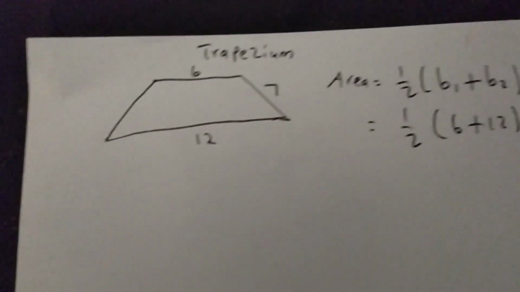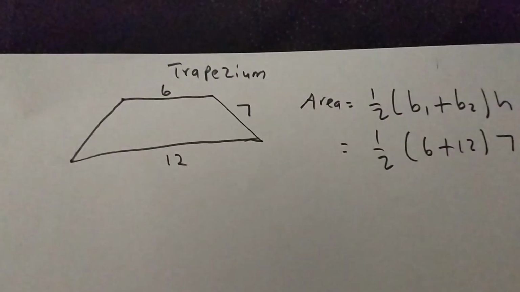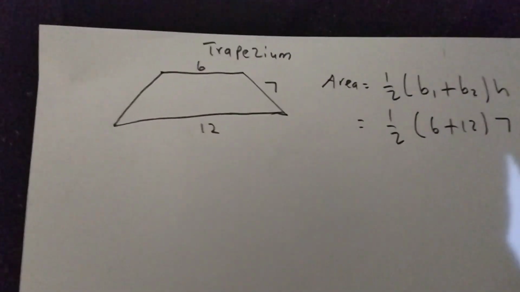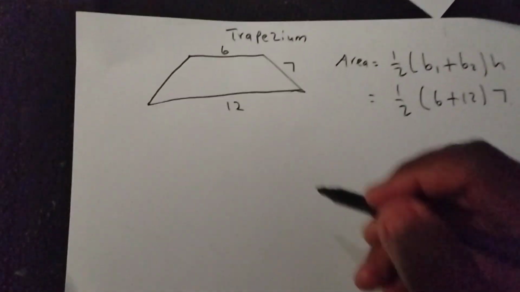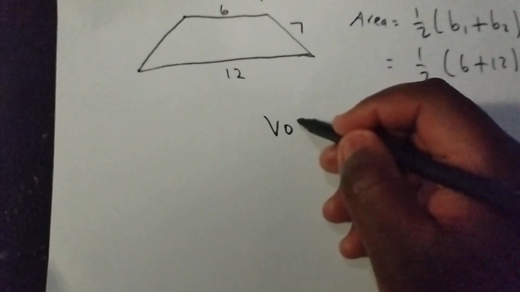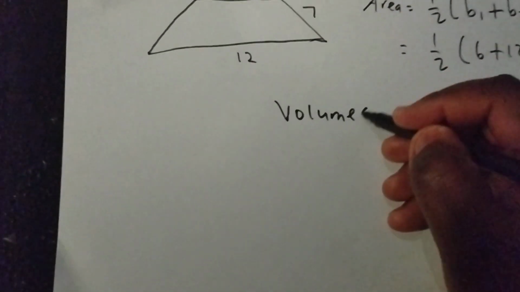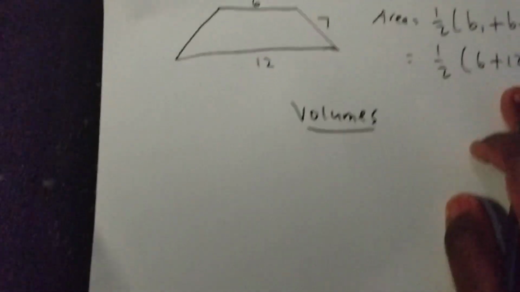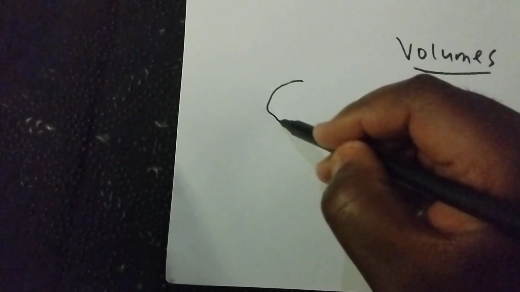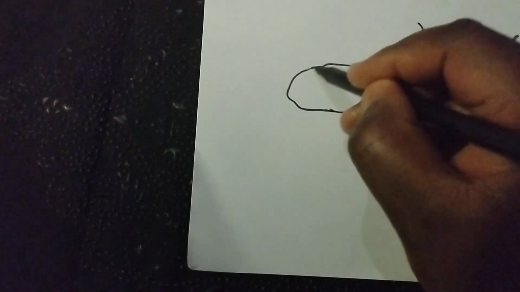So before I finish the video, I want to also introduce the volumes so that at least I can cover all of this before we do examples from a past paper. So now let's go to volumes and also surface area now. So in a volume, for example, if I were to have what we call a cylinder, it will normally look like this. A typical shape of a cylinder will look like this.